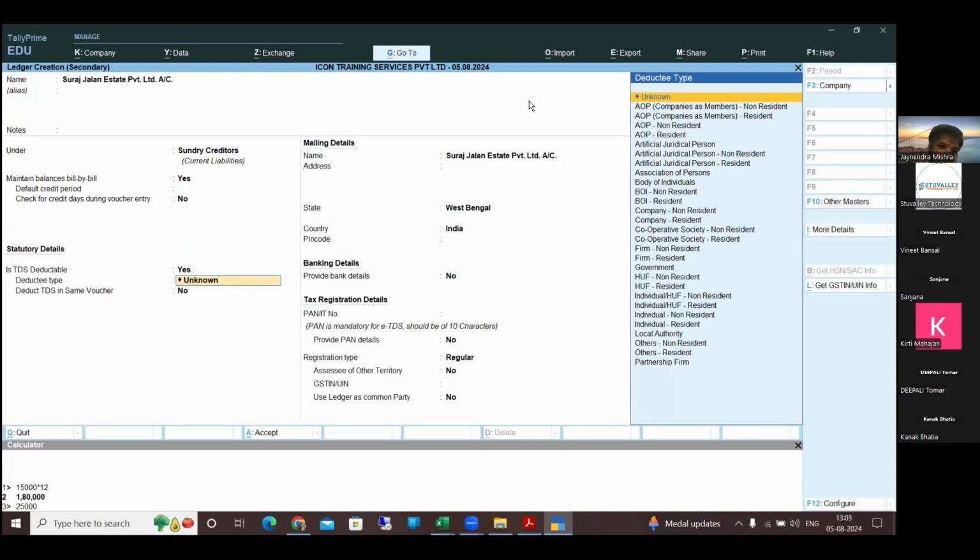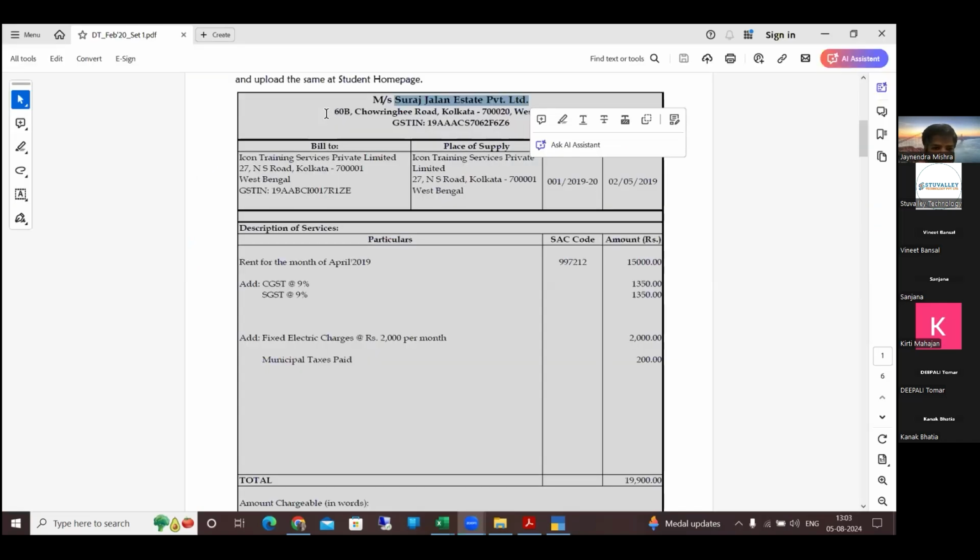Deductive type. What should we select here? Suraj Jalan Estate Private Limited. Private Limited means a company. What is another hint? Friends, in the GST number, 19 is the state code. After the state code, the PAN number starts. The fourth alphabet in the PAN number is C. C stands for company.